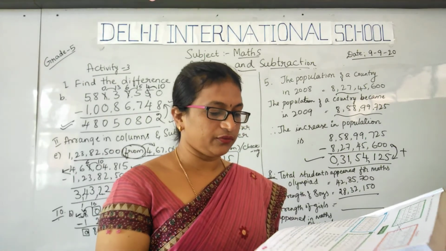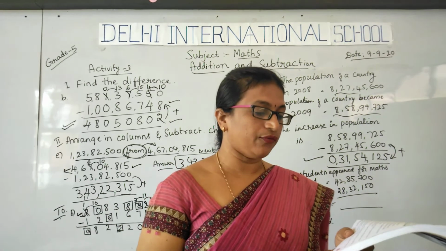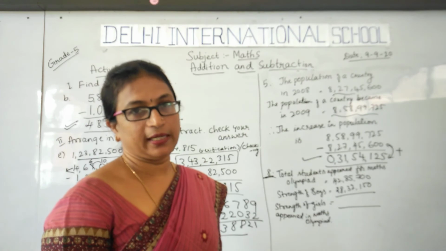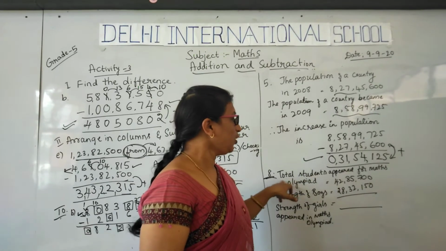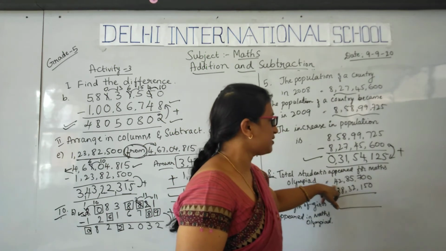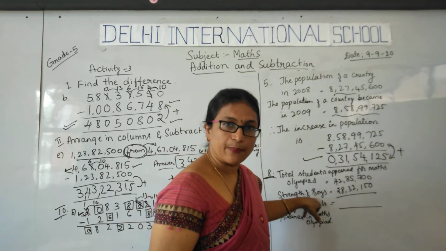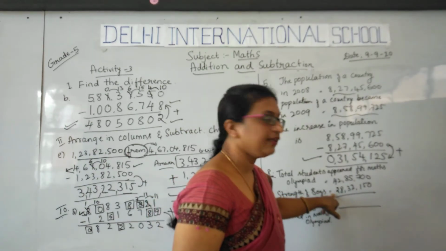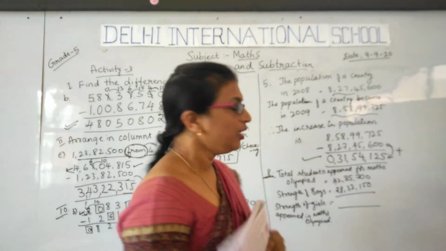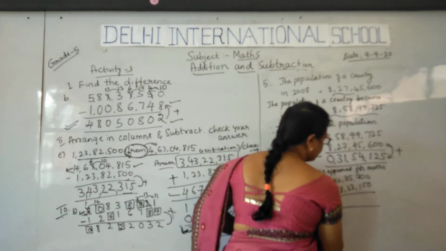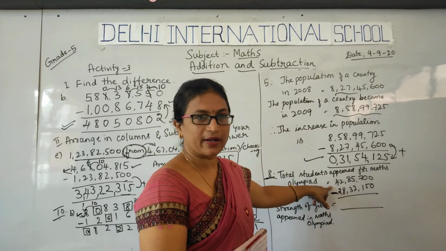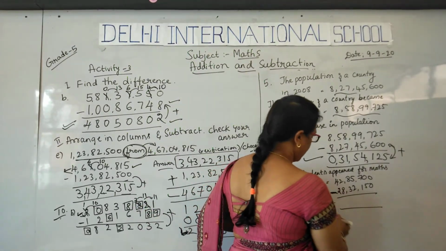Of them were boys. How many girls appeared for the examination? The total strength of the students appeared for the maths Olympiad is this number. This is the strength of the boys they have given, and the strength of the girls we have to find out. So if we subtract the boys from the total number of students, we will get the number of girls.